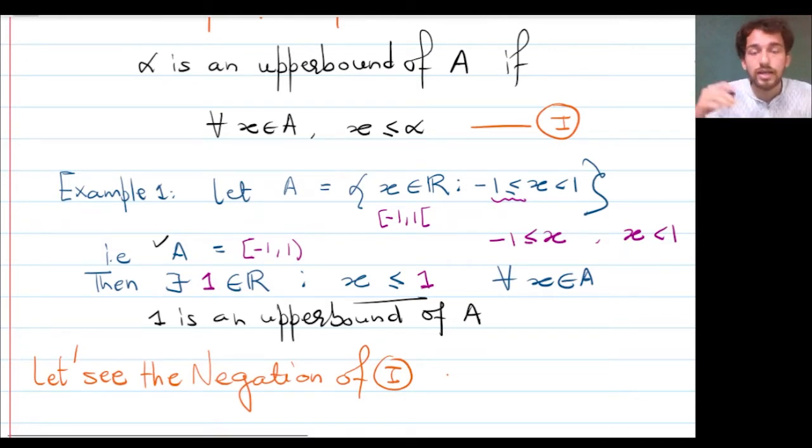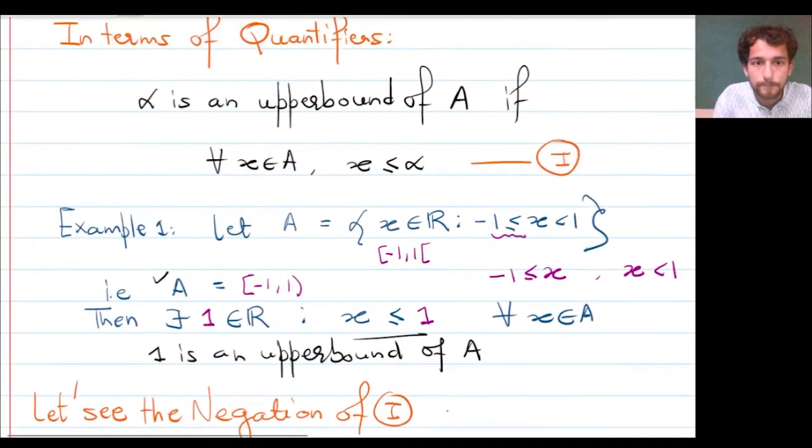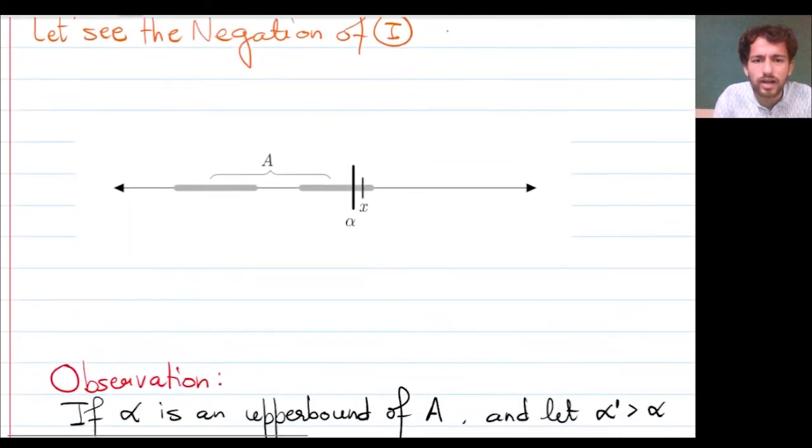Think. If alpha is not an upper bound of A, then I'm able to find at least one element in my set such that the element is greater than that alpha. If that happens, I say that alpha is not an upper bound, because previously every element of the set was less than or equal to alpha. Now I am saying alpha is not an upper bound, so there exists at least one element small x in the set A which is greater than alpha. I hope this is clear to you.